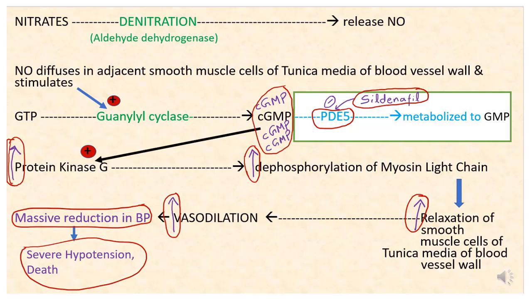That will cause excess vasodilation, resulting in massive reduction in blood pressure, causing severe hypotension and death. So patient will die due to severe hypotension. That's why nitrates should not be given with phosphodiesterase 5 inhibitors like sildenafil or tadalafil.